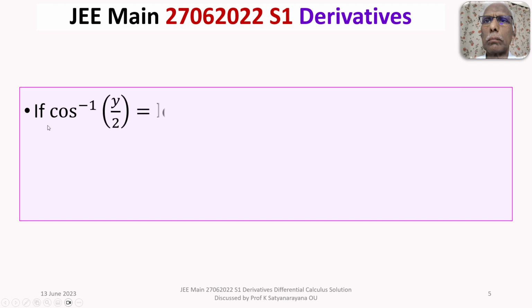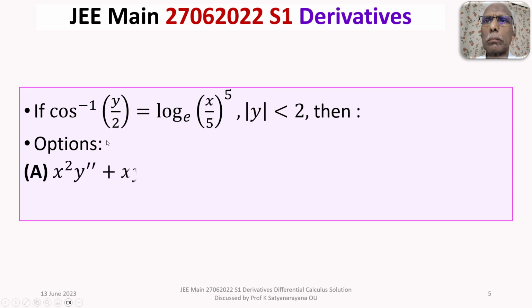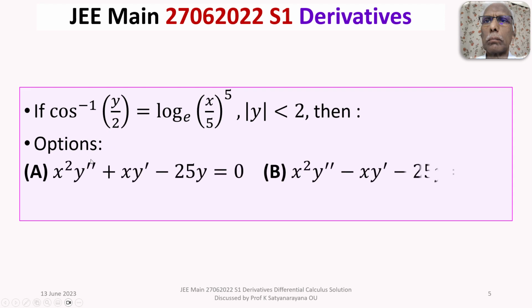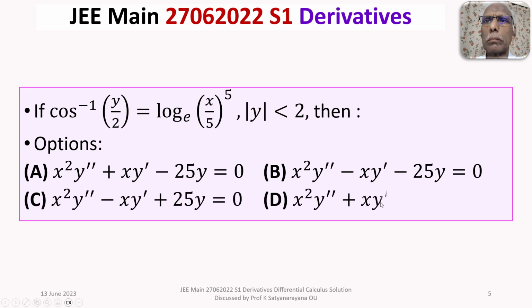The given question is, if cos inverse of y by 2 is equal to log of x by 5 to the power of 5 to the base e, where mod y is less than 2, then we are given four options. Option A: x square y double prime plus xy prime minus 25y is equal to 0. B, C, D are given in a similar fashion, with changes in sign.